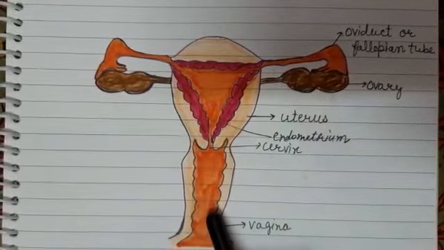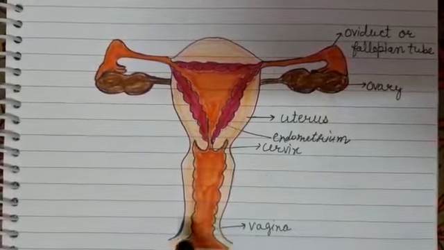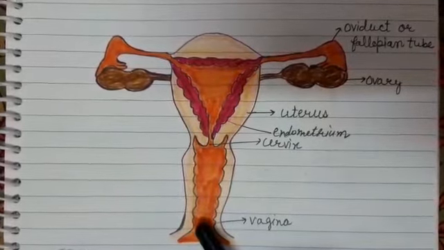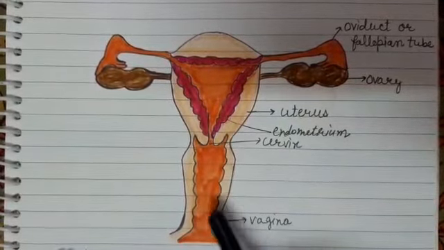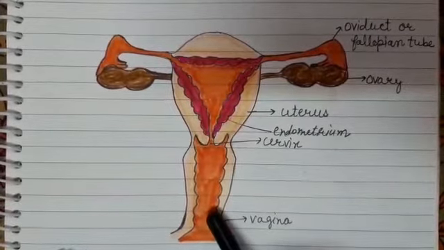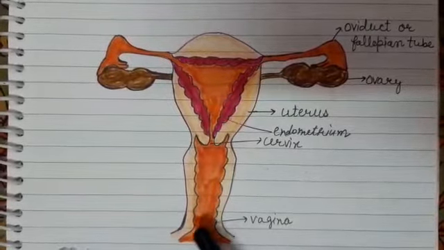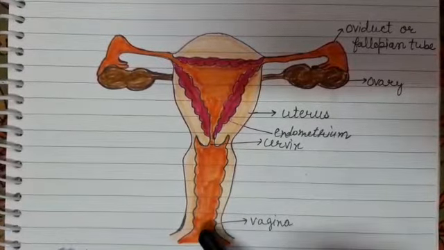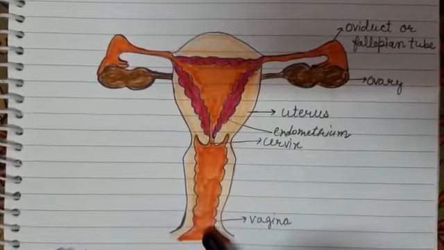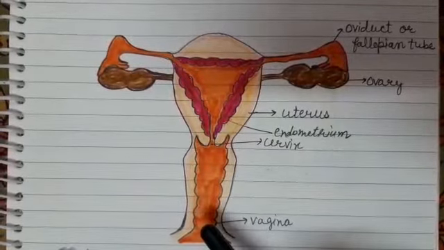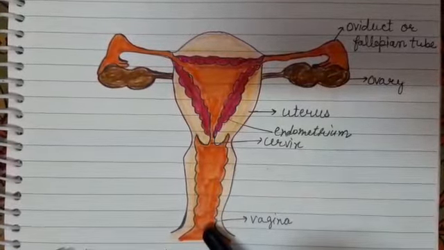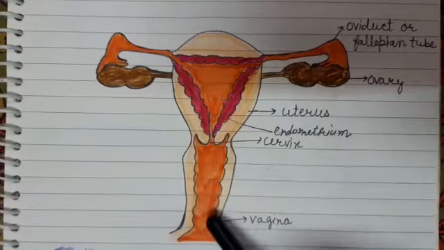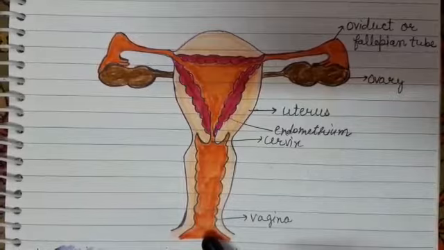Then is vagina. The sperms enter the uterus through vagina. It is elastic, tubular, canal-like structure. It is a passage for the menstrual flow. It is the copulatory organ for females. It is termed as birth canal because it is through this passage the baby is born.